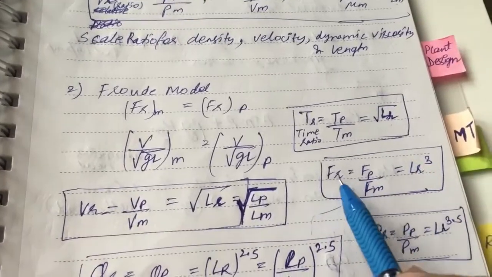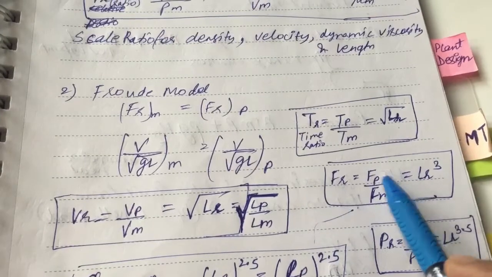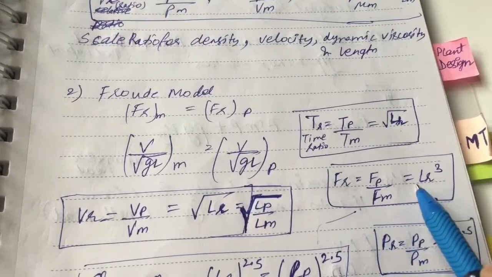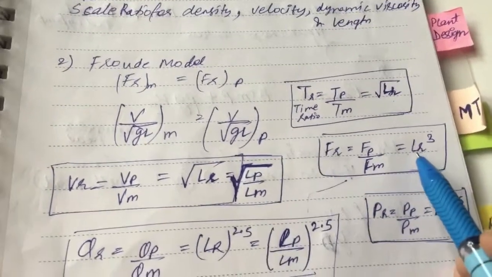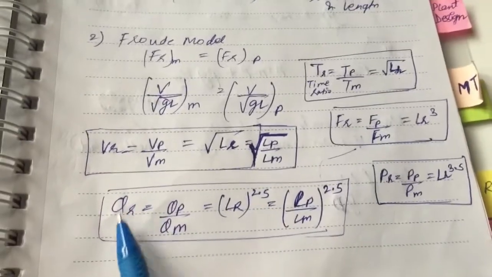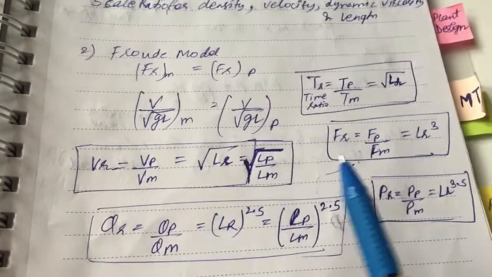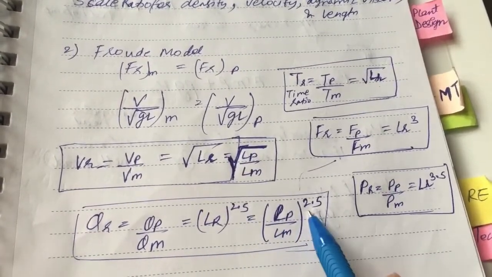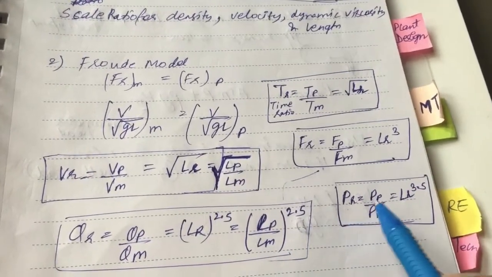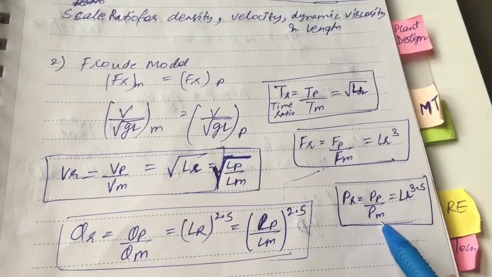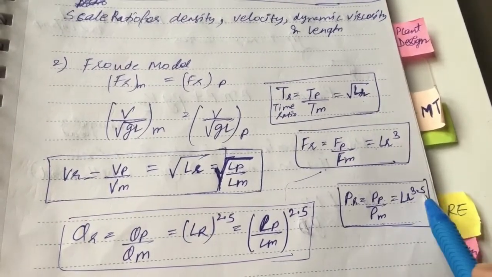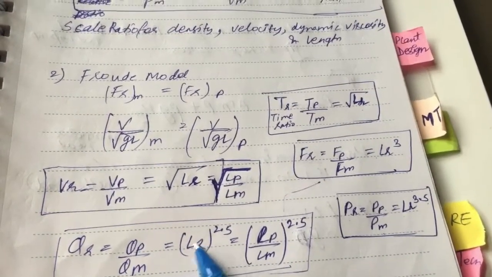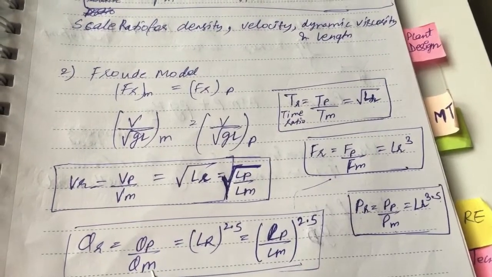And force ratio FR, which is force of prototype by force of model, is equal to LR cube, L being the length ratio. Then we have QR, which would be QP by QM, and it is equal to LR to the power 2.5, which is LP by LM to the power 2.5. And for pressure, PR is PP for prototype by PM for model, which is equal to LR to the power 3.5. So subscript R is for ratio, P is for prototype, M is for model.